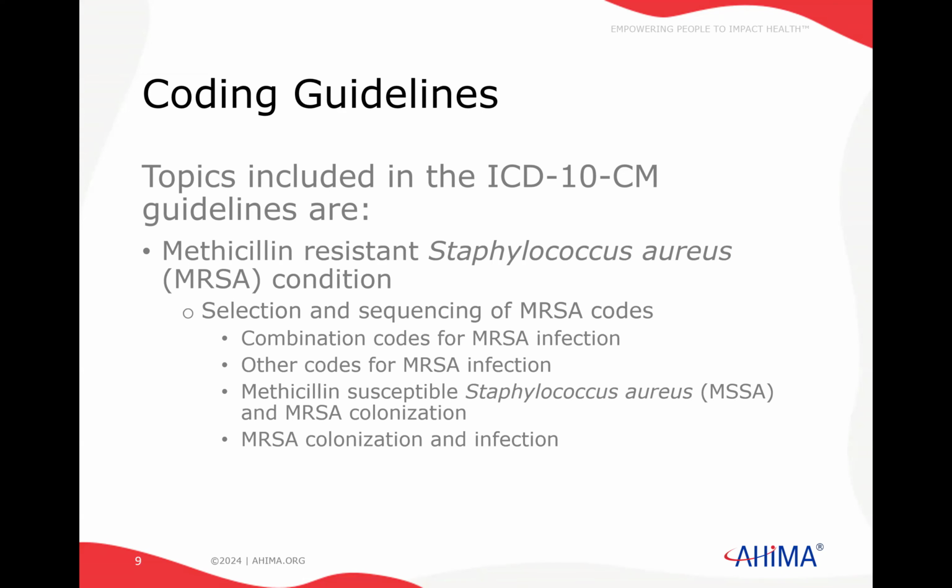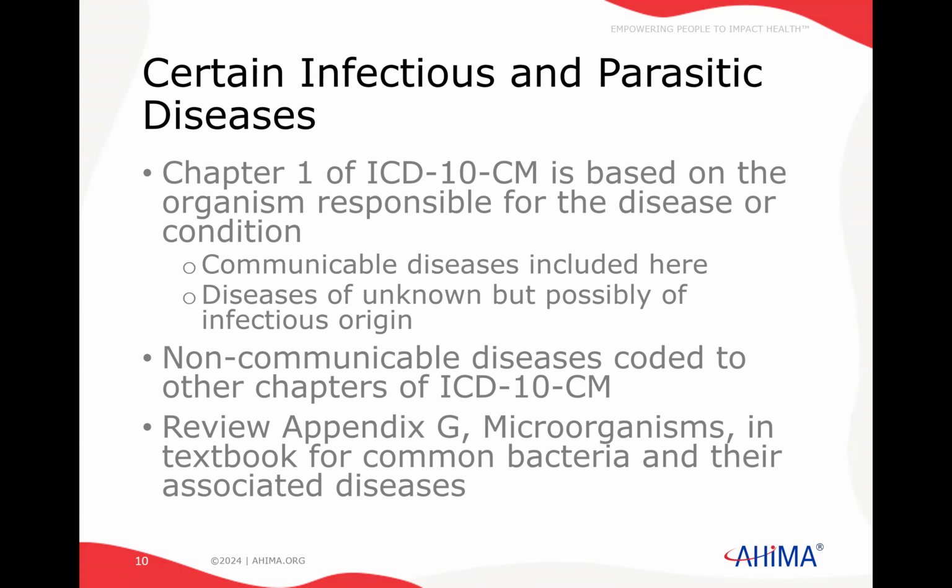And topics included in the guidelines, again, the MRSA that we've talked about, combination codes. General spoiler alert, if we have a combination code, we're going to use that instead of 2 codes, right? If there is a combination code. And again, your textbook has Appendix G, which is useful for the microorganisms, for those of you who might be a little rusty on that.